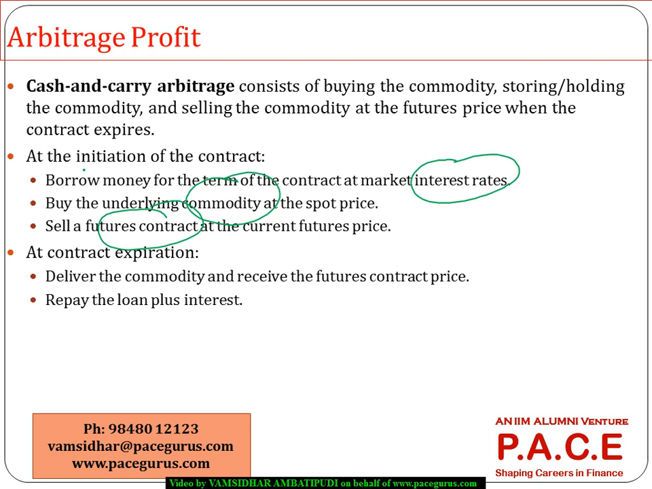So wherever the forward rate is different from the expected spot rate, that formula, expected spot rate into e power (r minus q) into T, wherever we are seeing that the forward rate is different from that formula, we are taking an arbitrage position in that particular security. Either go long in the forward market, short in the spot market, or short in the forward market, long in the spot market.